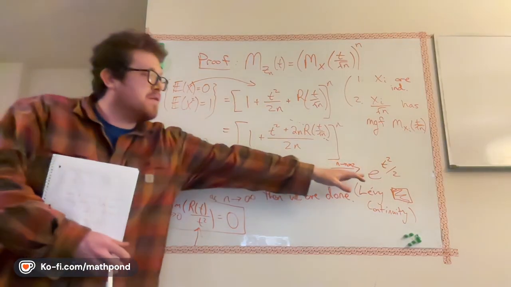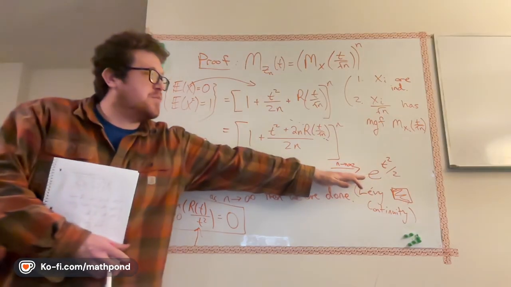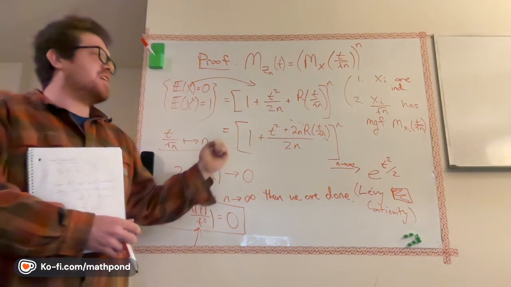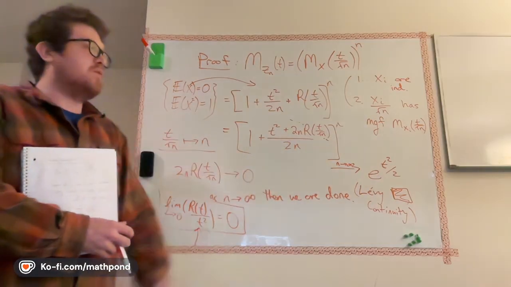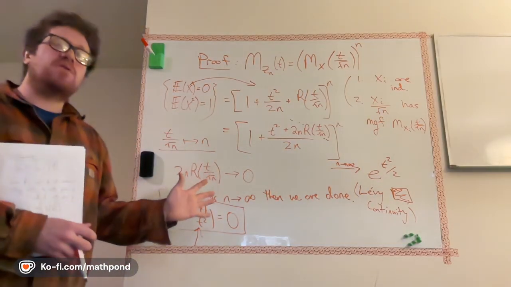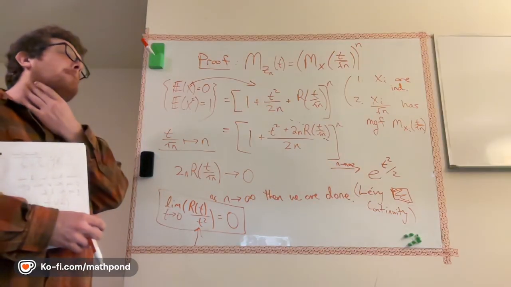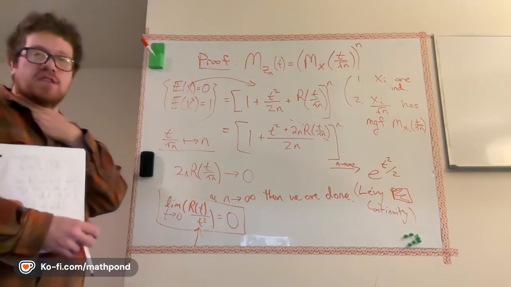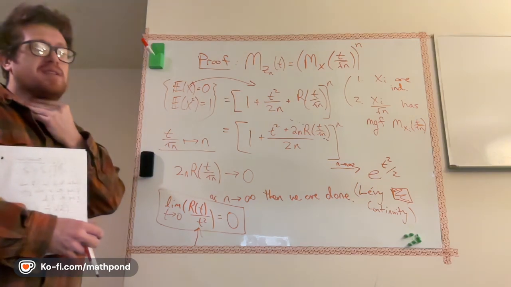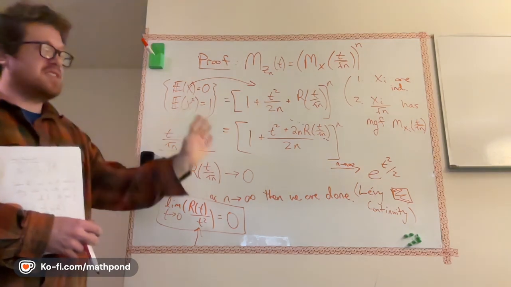If this didn't converge in any neighborhood of 0, I think it's possible that this theorem wouldn't hold. Then we would probably have to use the characteristic function or something like that, but let's not worry about that right now.